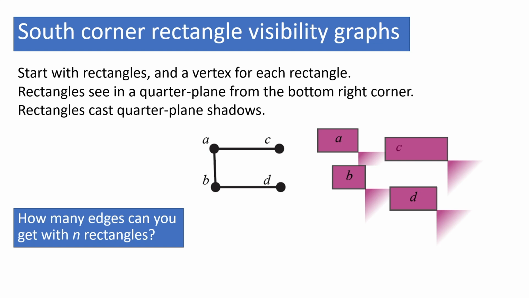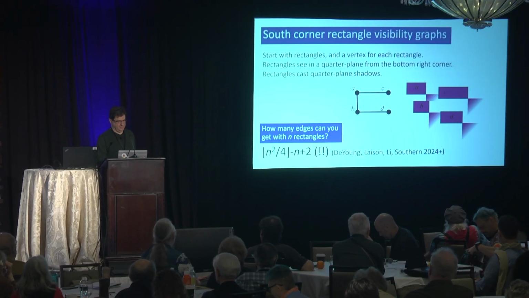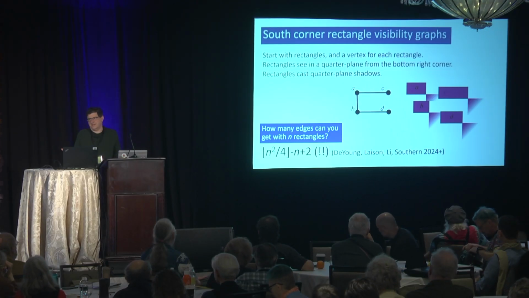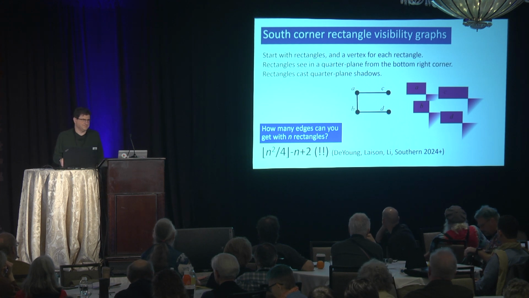But a weird thing happens when A sees B. This visibility gets cut off in this horizontal strip. So A can't see through to D because B blocks its sight. So there's not an edge between A and D in the graph. And again, we ask the same question that had been asked before. What's the maximum number of pairs of rectangles that can see each other? And we came up with this answer, which was kind of surprising to us, which is the exact same number: n squared over 4 rounded down, minus n plus 2.